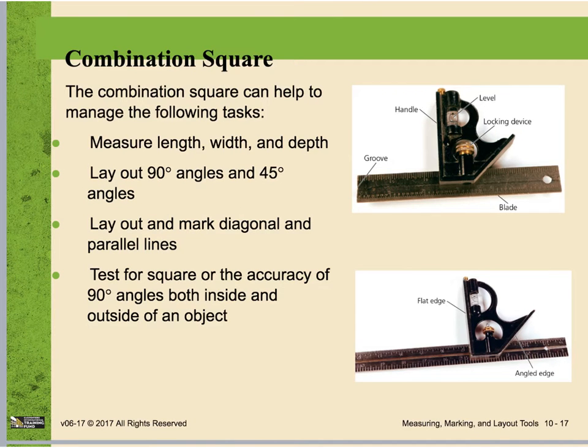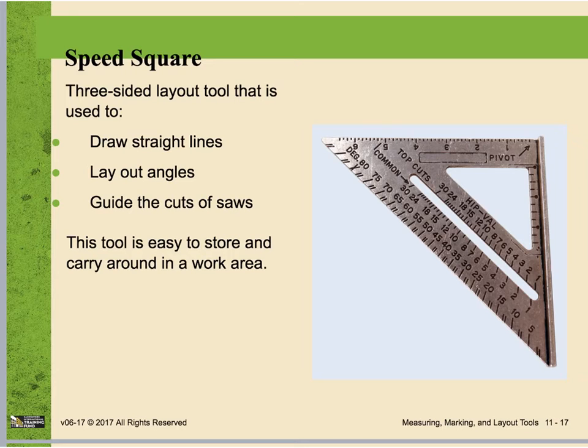Combination squares are used to find measurements on boards. Usually they have a blade of about 12 inches long. They are great for laying out angles of 90 degrees and 45s. We demonstrated how to use a combination square in class. A speed square is very similar to a combination square. It can help you draw straight lines, but it also helps you to lay out angles on your boards. Another good use for a combination or a speed square is as a saw guide. We'll demonstrate that in class at a later date.